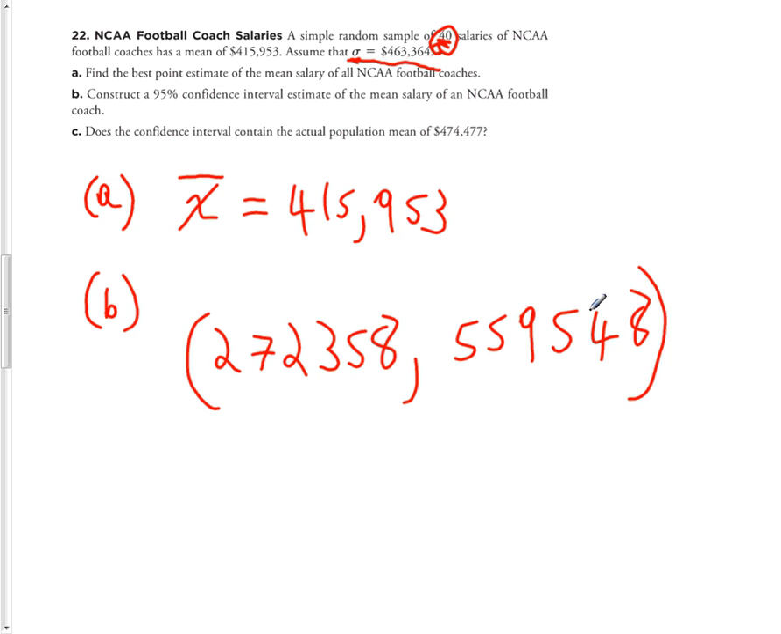This produces the same number as if I found the margin of error and added that number and subtracted that number from x bar. So now for part C.